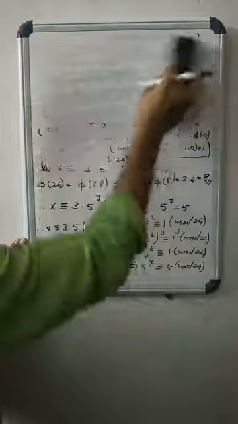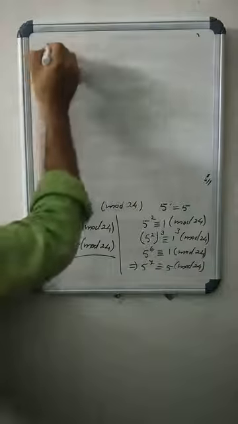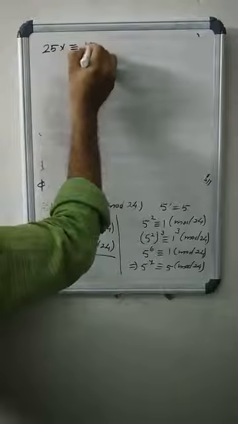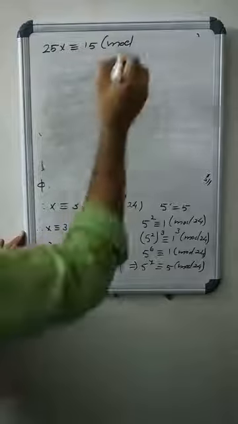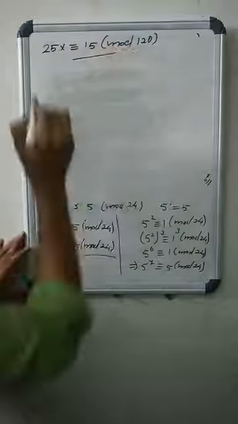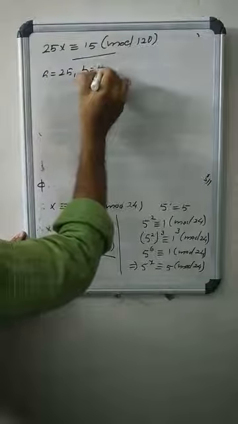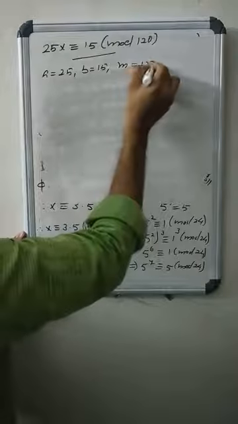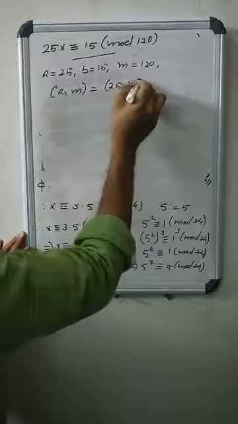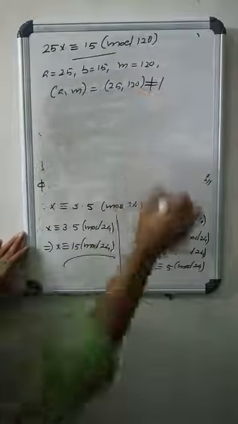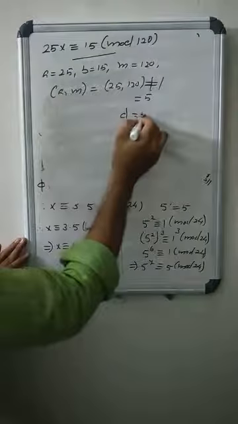Now we consider another problem: solve the linear congruence 25x congruent to 15 mod 120. Try to solve this. Here a equals 25, b equals 15 and m equals 120. Here GCD of a and m, GCD of 25 and 120, differs from 1. It is equal to 5. So d equals 5.